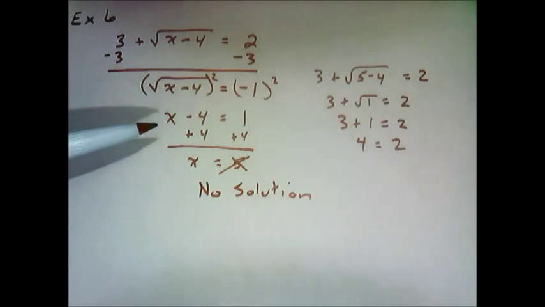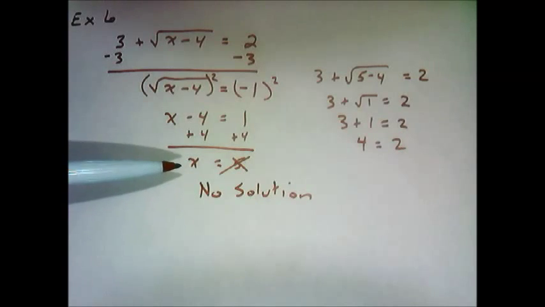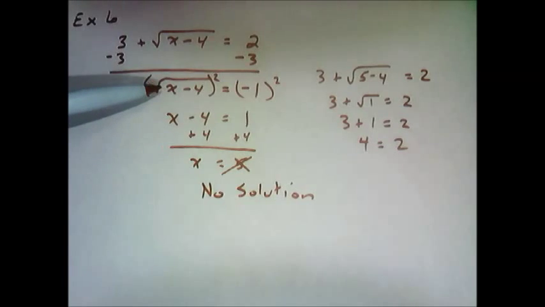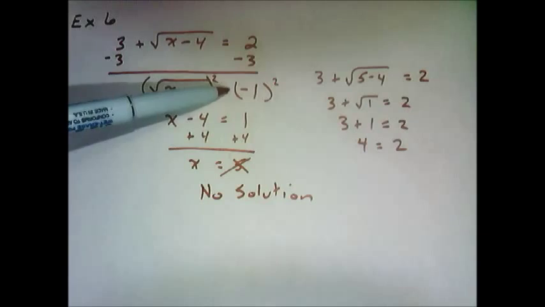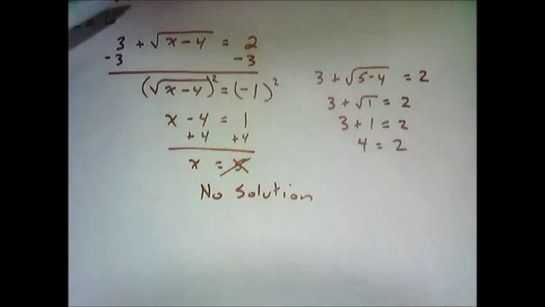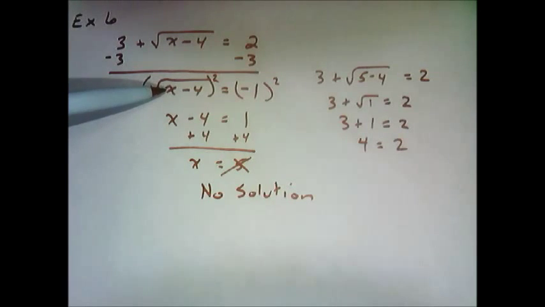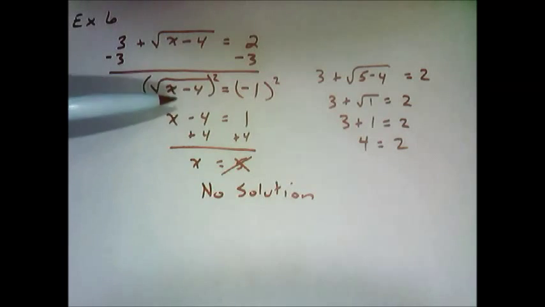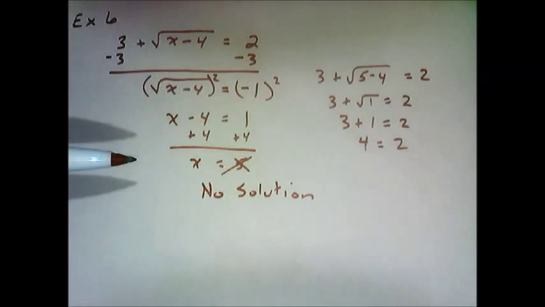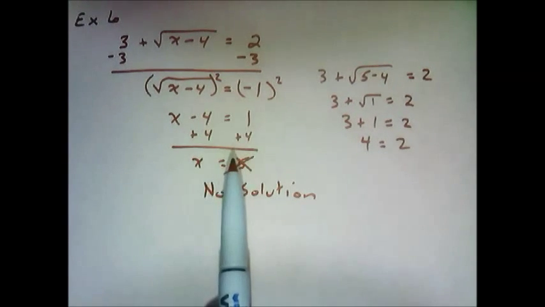Now if we look back up here, there's a way we can tell that it's going to be no solution before we get too much work into it and get too involved. Come back up to the step where we got our radical by itself. Notice that square root was equal to negative 1. Remember, if I take the square root of a number, I'm always going to get the positive value of it. I'm not going to be able to get the negative value. So the square root will never equal a negative. So that will tell us that we have no solution.